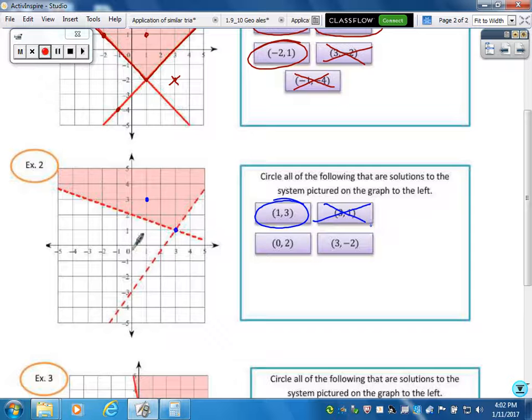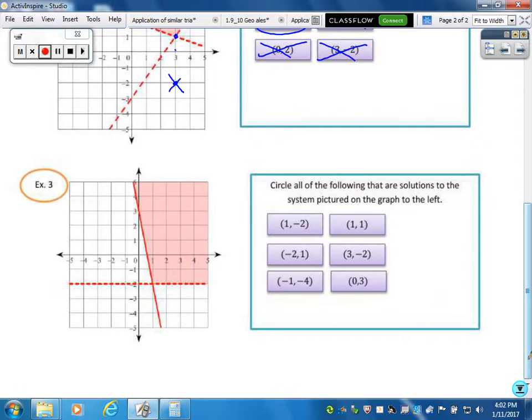0, 2. So 0 and then up 2. So my y is 2, my y-intercept. It's again on the border, but it's a dashed line, so that is not working. All right, last one. It says 3, -2. That one is definitely not in the shaded area at all. So only one of those was an answer.